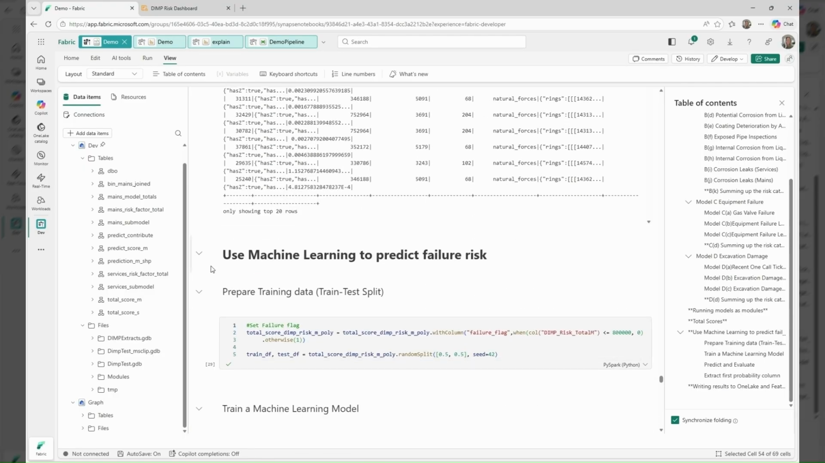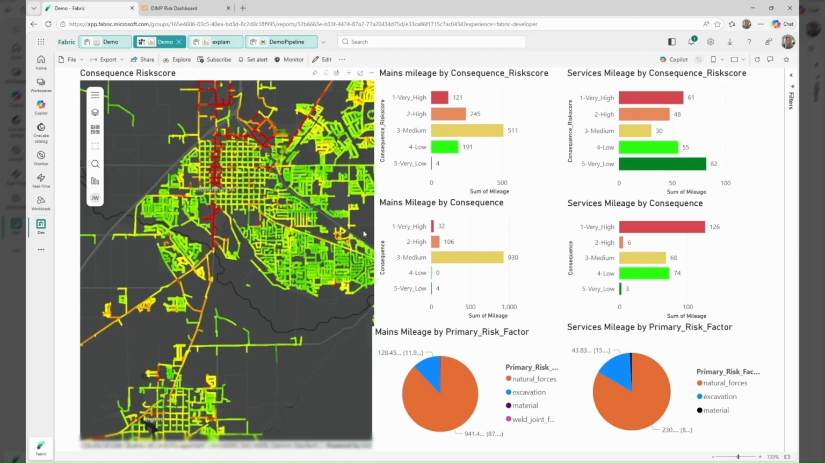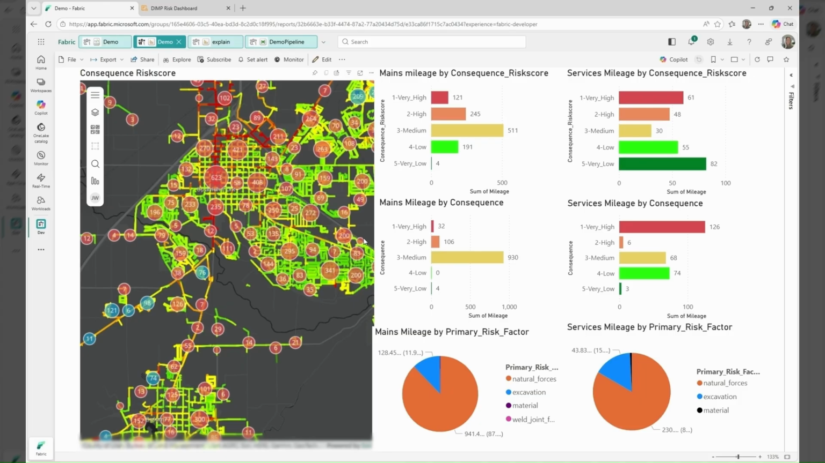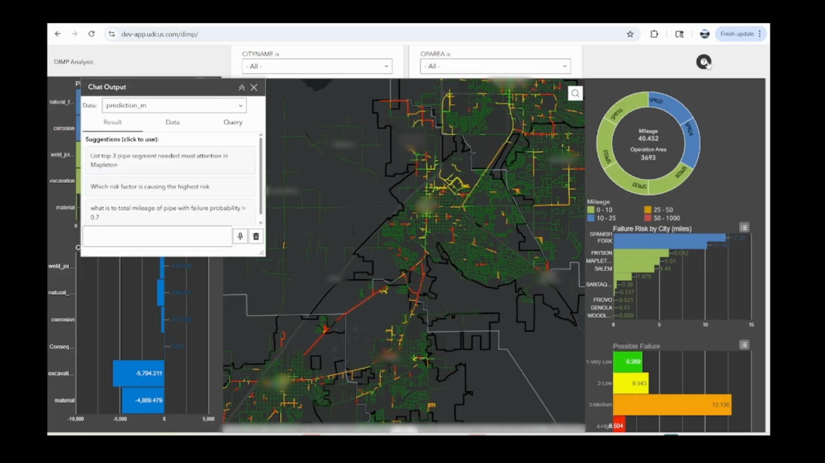A machine learning model layers on predictive analysis. The output: a DIMP risk prediction dashboard in Power BI with high-risk assets ranked, mapped, and ready for preventative maintenance work orders. And we don't just stop at the dashboard.